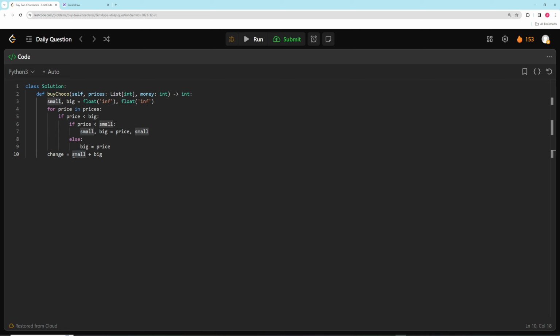So it's actually going to be money minus both of these things. We have some money, we have to buy these two candies, this is how much they cost, and then we get a change. Then we simply return the change if it's non-negative. So we say return change if change is greater than or equal to 0. Otherwise, let's just return money. And that should do it.